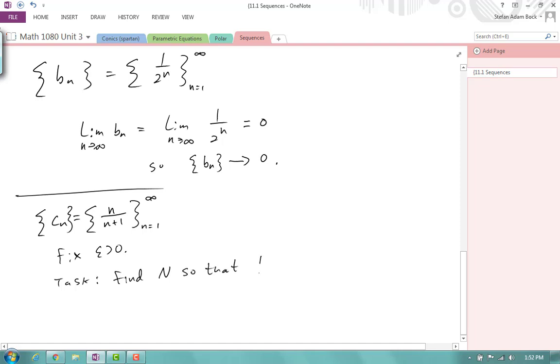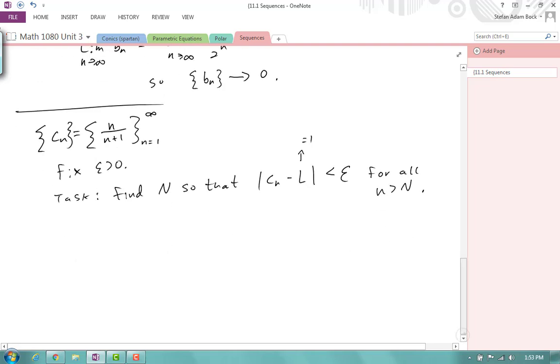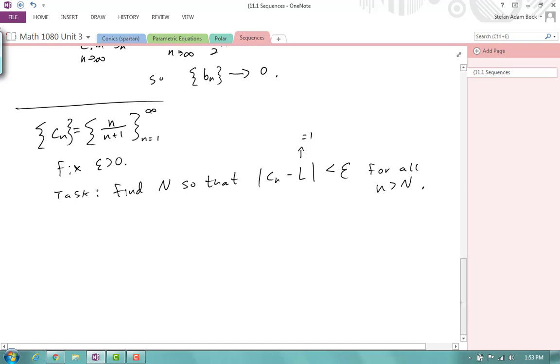That would make my terms c sub n minus L less than epsilon for all n greater than big N. Now my L, I think, if I have very large numbers, this limit is going to be equal to 1. So this turns into one of those 2.4 problems where we have an idea of what the limit should be, but we have to verify it using the definition.